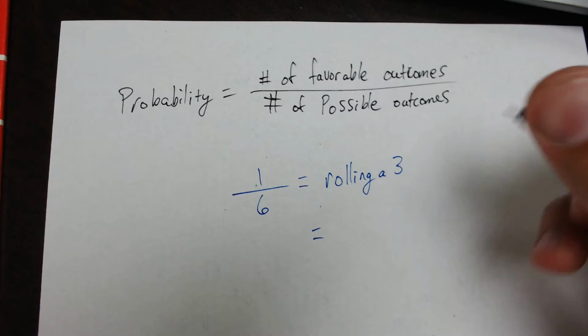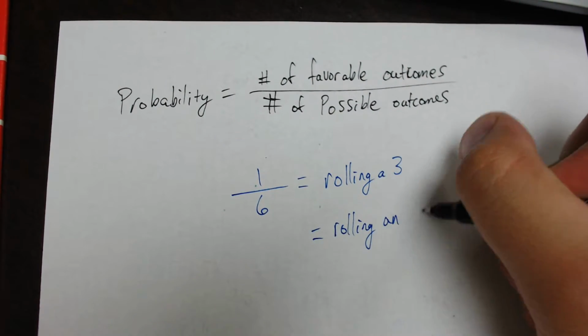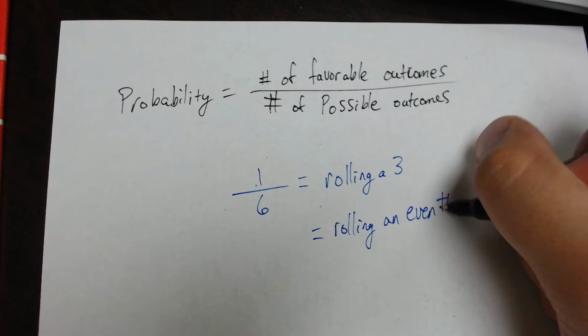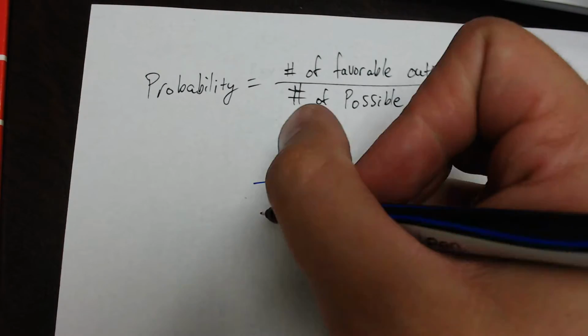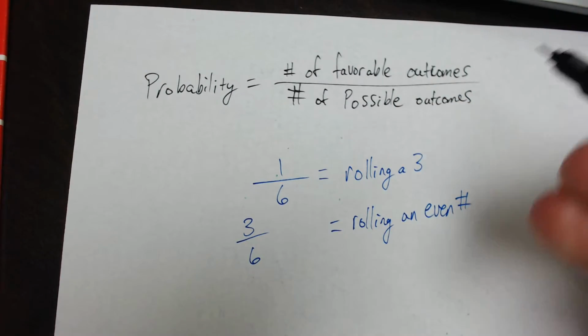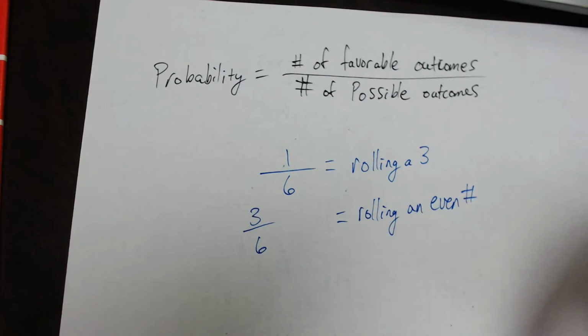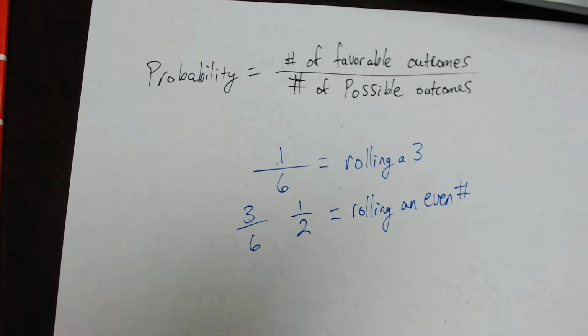Now, let's say we wanted to find the probability of rolling an even number on a 6-sided die. So if you think about it, the even numbers are 2, 4, and 6. That's 3 out of 6 options. So 3 favorable outcomes, 6 possible outcomes. So we could say our probability is 3 out of 6, but we could also reduce that, and say our probability is 1 out of 2. Okay, so that's simple probability.